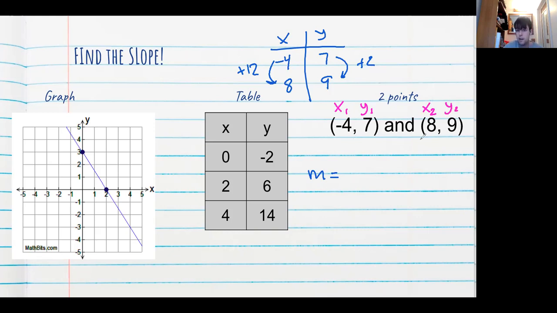That doesn't actually matter. I can switch those and I'll get the same slope. Now I'll get negatives in different spots, but eventually once we reduce it and simplify, I'll get the same answer at the end. But I'm just going to do it this way.